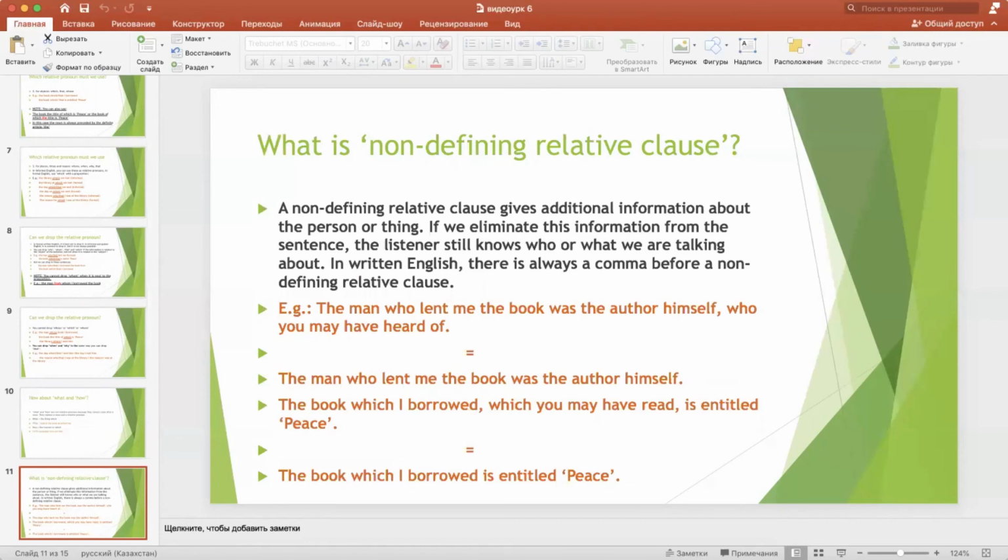For example, the man who lent me the book was the author himself, who you may have heard of. It is equal to the sentence, the man who lent me the book was the author himself. The book which I borrowed, which you may have read, is entitled Peace. The book which I borrowed is entitled Peace. It means that this sentence and this one are equal.